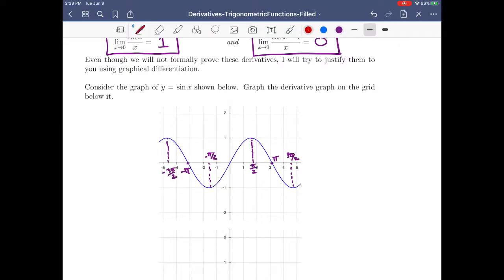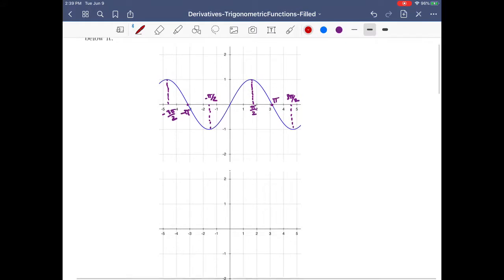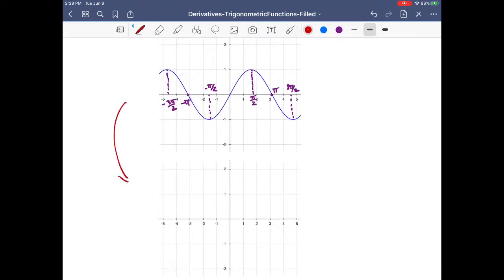What we want to do to graph the derivative is think about the tangent line. The easiest spots to find are where the tangent line is horizontal, because then the slope is 0, which means the derivative will be 0. So at each of these peaks or valleys, the maxes and mins, we get a slope of 0. That means the derivative at those points is also 0.